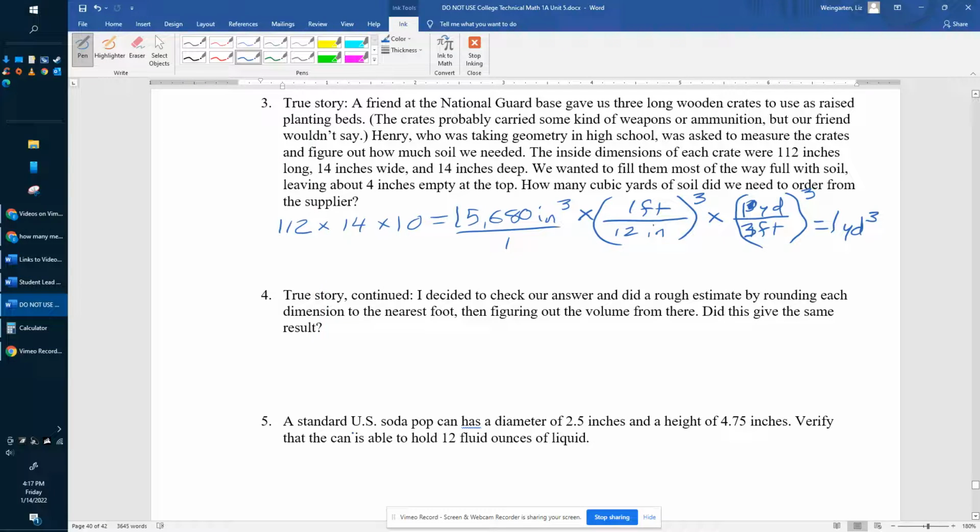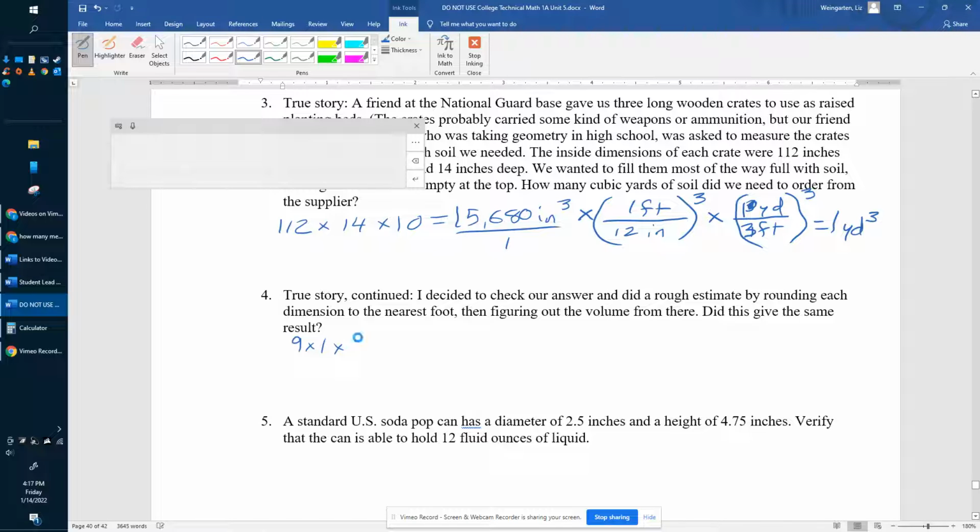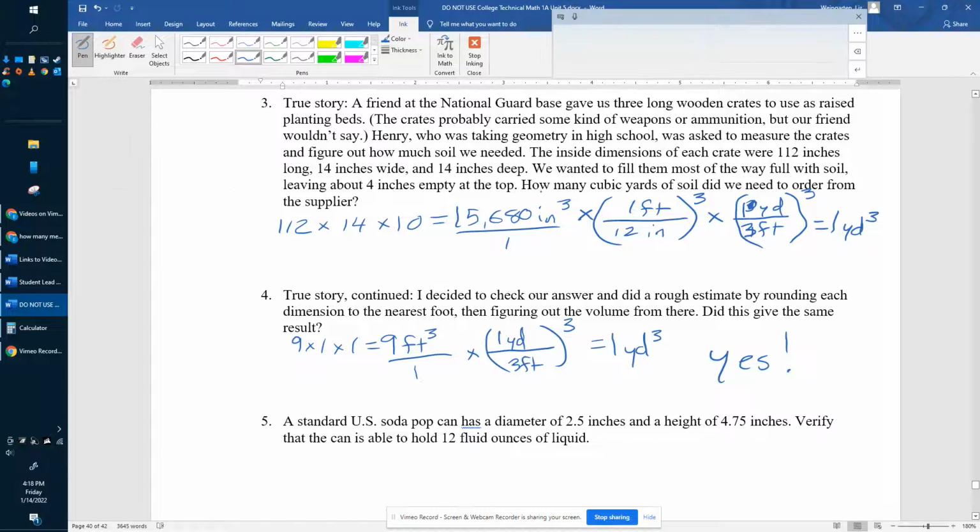It's about 9 feet. And 1 foot and 1 foot equals 9 cubic feet. Convert that into cubic yards. And we do get about 1 yard cubed. And that made it a lot easier just doing that estimation.